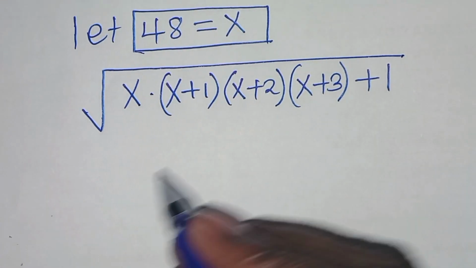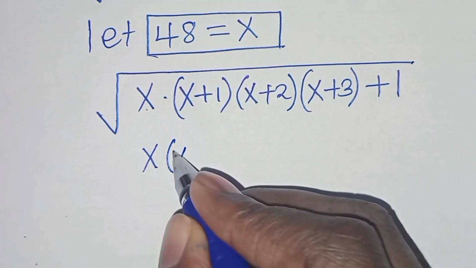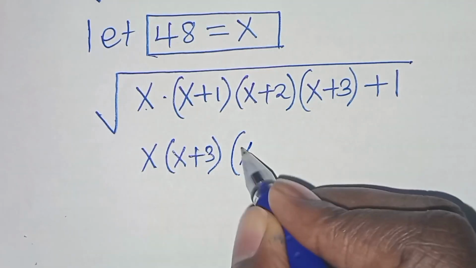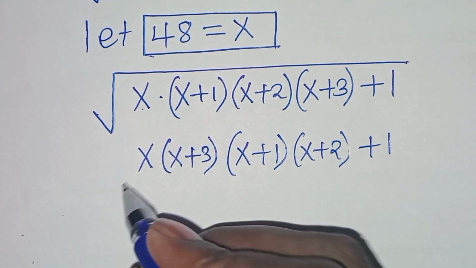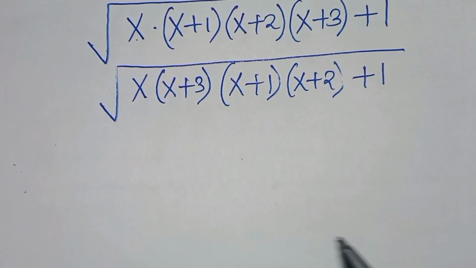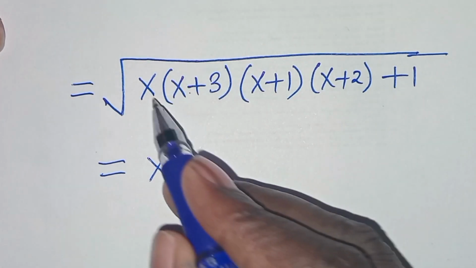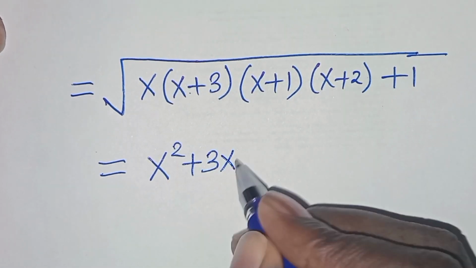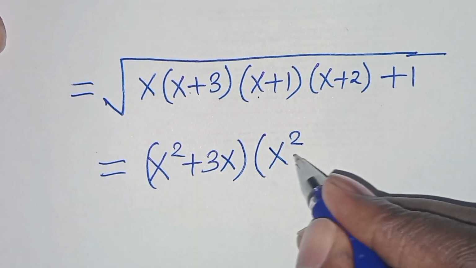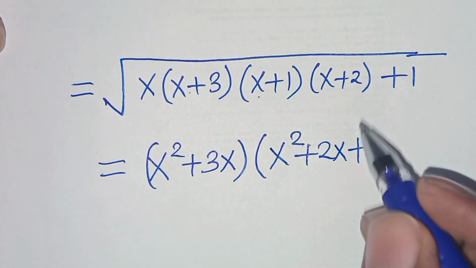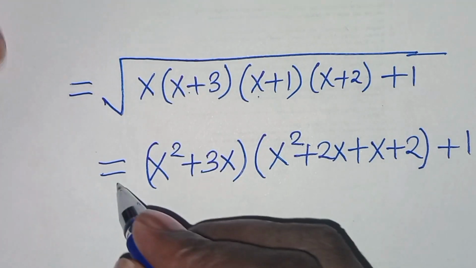Now, the next step from here, we'll have x times x plus 3. So this is x times x plus 3. Then we'll have x plus 1 times x plus 2, then plus 1. So from here, we'll have x times x, this is x squared, then x times 3x, this is now plus 3x, close the bracket here. Then we have x times x, this is x squared, then x times plus 2, this will become plus 2x, then plus 1 times x, this is x, then plus 1 times 2, this is 2, then plus 1. And this is the square root.